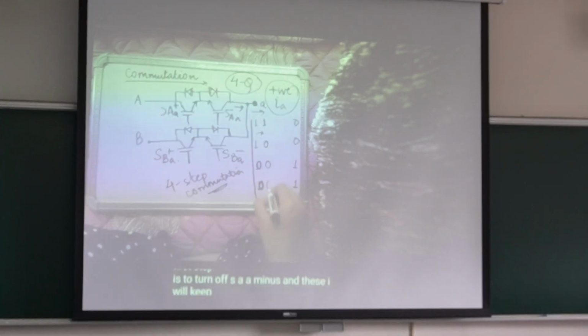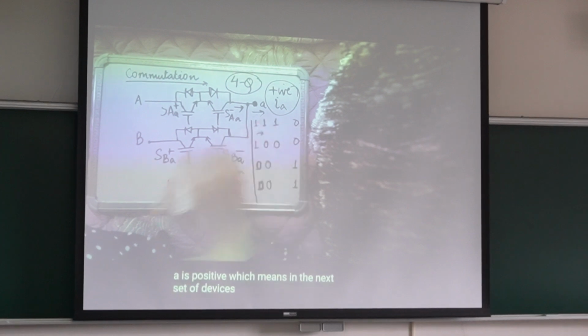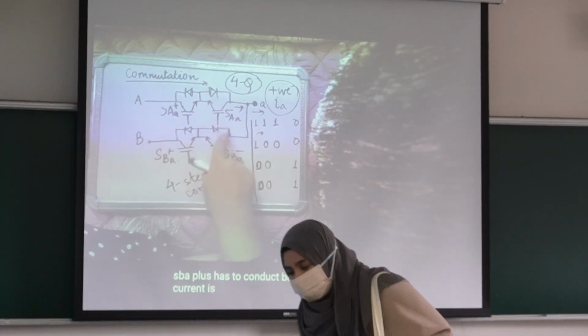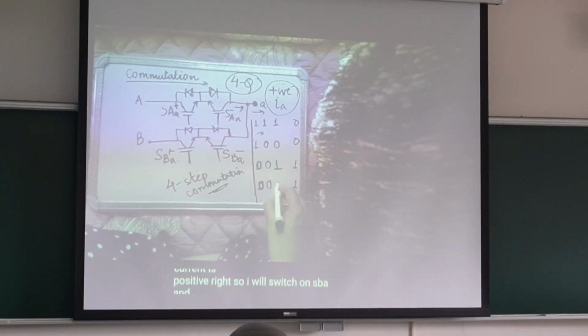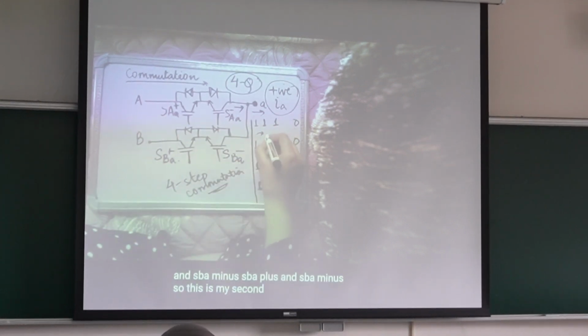Then I also know that the current IA is positive, which means in the next set of devices, SBA plus has to conduct because the current is positive. So I will switch on SBA plus, and SBA minus I keep turned off. So this is my second step, right?